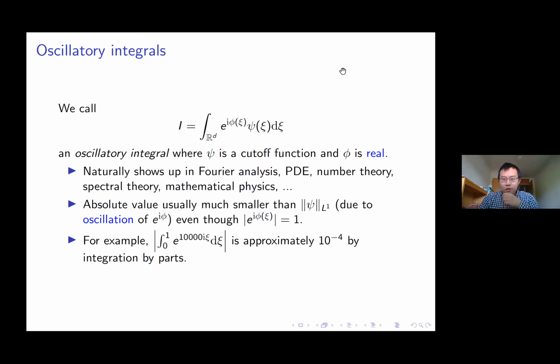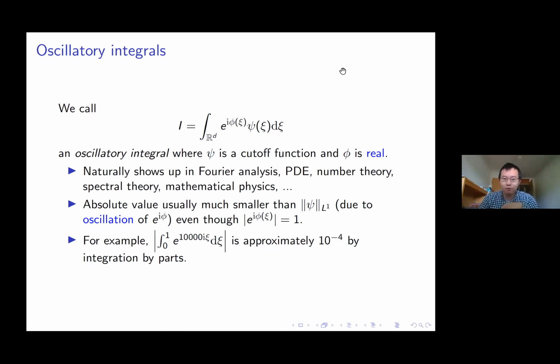One key phenomenon about this kind of integral is that it's really bad to use the triangle inequality to estimate them. Their absolute value is usually much smaller than the L1 norm of psi, which is what you would get if you take the absolute value inside the integral.